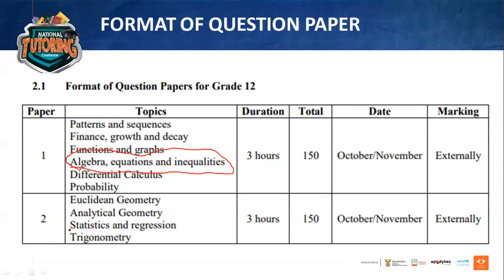Okay, and the topics under paper 2, there are only 4 topics under paper 2, which is Euclidean geometry, analytical geometry, statistics and regression, as well as trigonometry. Also paper 2, it would be written for 150 marks over a period of 3 hours. Okay, so make sure that you use the time profitably and you pace yourself very well. So that is the format of the paper. That is the format of the paper for trial, which is preparatory exams, and also for a final. They follow exactly the same format.